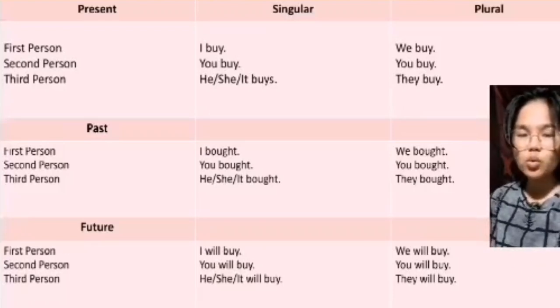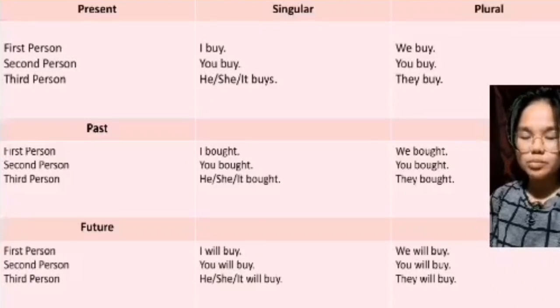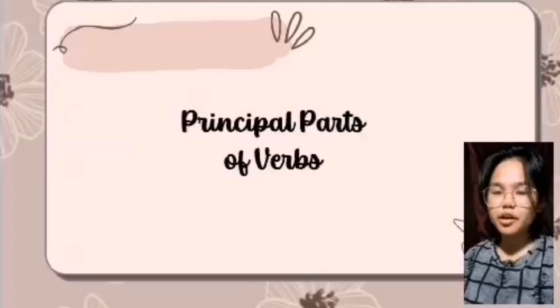And the last one, if we conjugate the basic form of buy into future tense, as a first person, for singular, it will be I will buy, and for plural, we will buy. For the second person, you will buy for singular, and plural, you will buy. And for the third person, it should be he or she or it will buy, and for the plural, they will buy. Okay, so now let's proceed to the principal parts of verb.